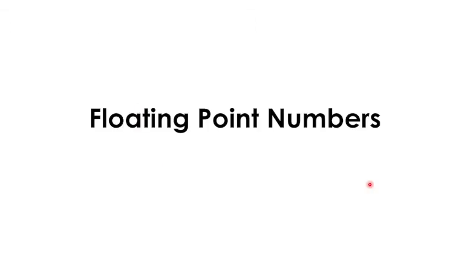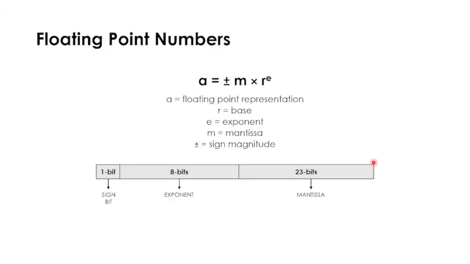Now let's have the floating point numbers. For the floating point numbers, we have A equals positive or negative M multiplied by R raised to E, where A is the floating point representation, R is the base, E is the exponent, M is the mantissa, and positive or negative is our sign magnitude. For the floating point numbers, the sign bit contains 1 bit, the exponent contains 8 bits, and it is followed by the 23 bits mantissa.